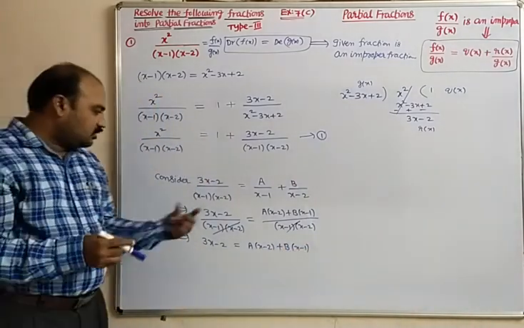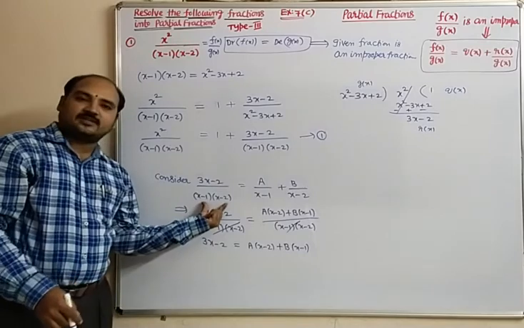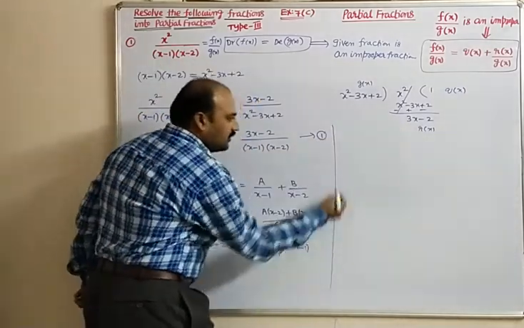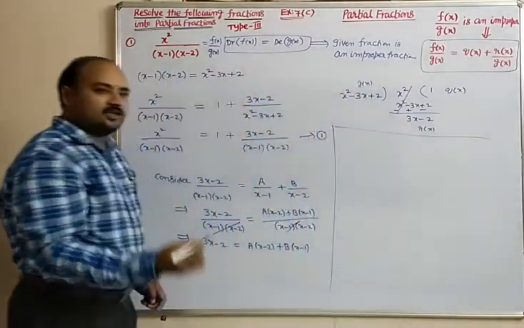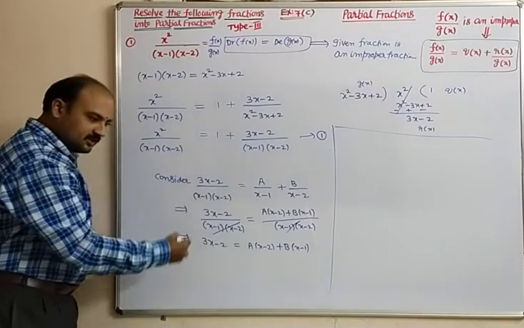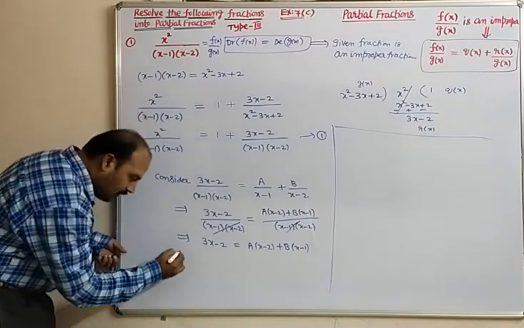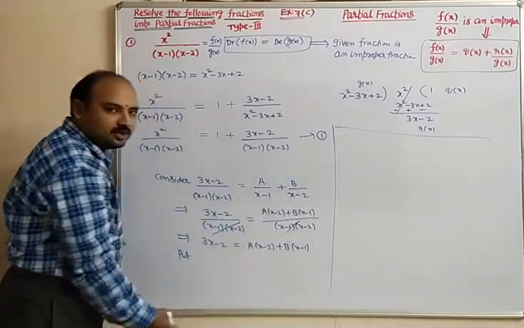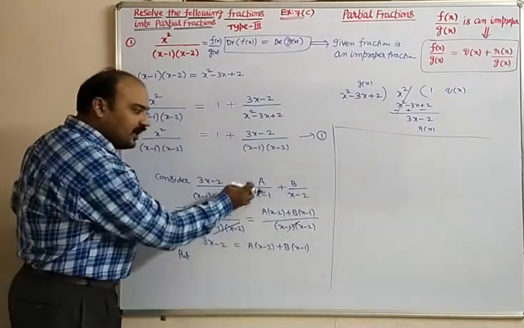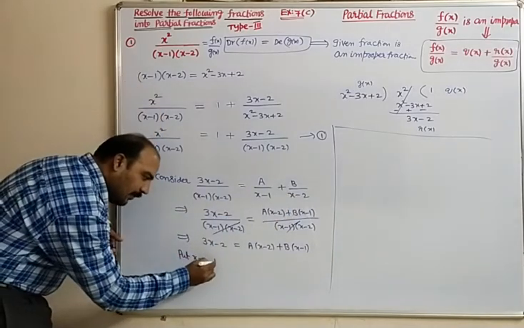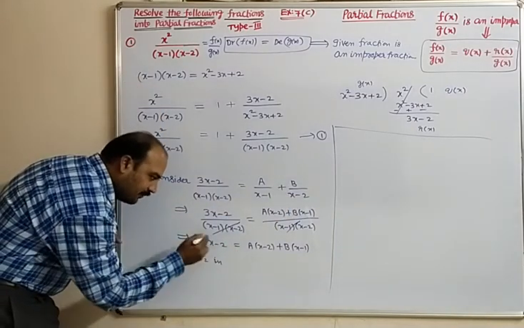Here, whenever both factors are linear, in the previous discussions we used the method of comparing the x squared coefficient and the x coefficient. Now I am using the substitution method. Here x minus 1 and x minus 2 are the denominators. To get a value, put x equal to 2. Put x equal to 2 in the above equation, meaning this one.